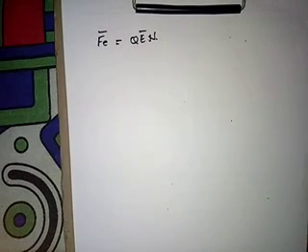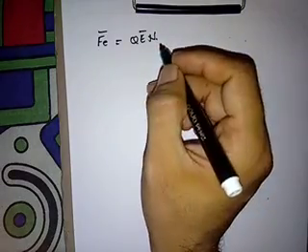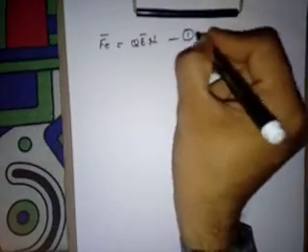So Fe bar is Q into E bar. This is the force Fe bar exerted on the electric charge, given with the electric field intensity, E bar. So that is Fe bar is equal to Q into E bar. Take it as equation 1.